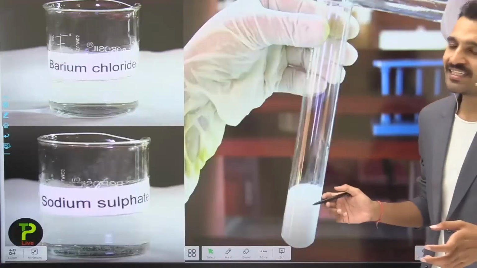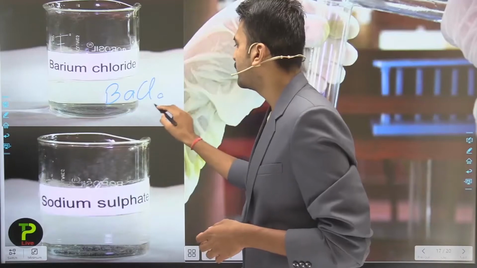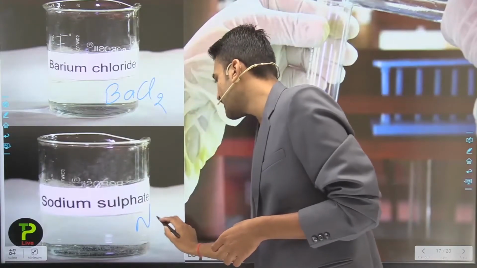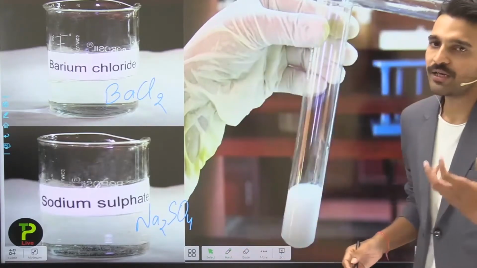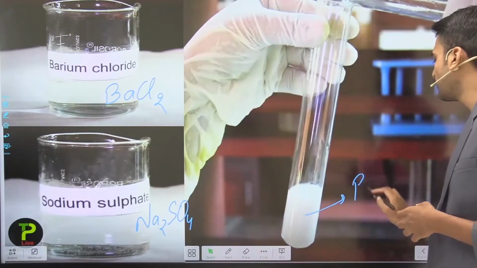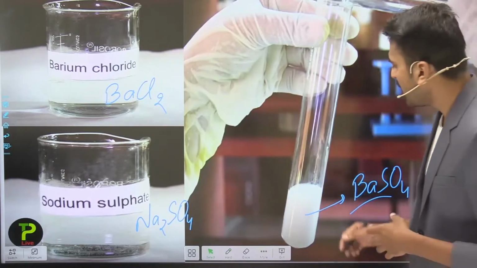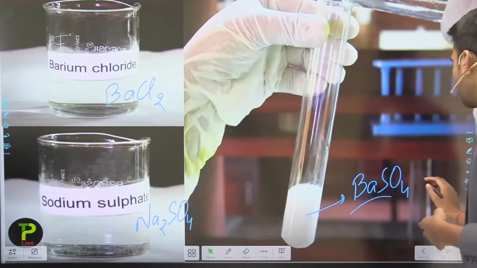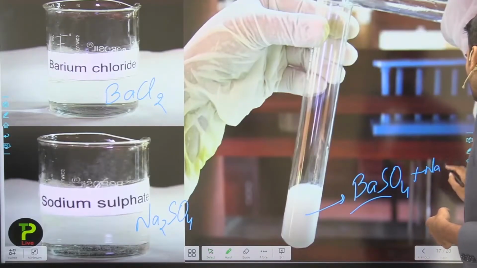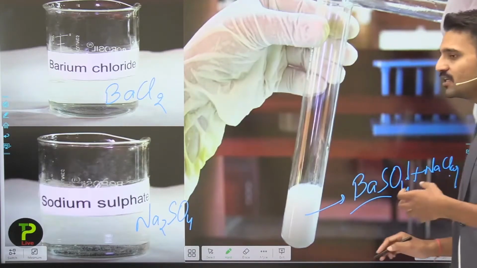We have already seen this. This is barium chloride, BaCl2. When it reacts with sodium sulfate, Na2SO4, it will form a white color precipitate of BaSO4, that is barium sulfate, and the solution in which this precipitate is present is NaCl. So here you get the NaCl in aqueous form while the BaSO4 is in precipitate form.